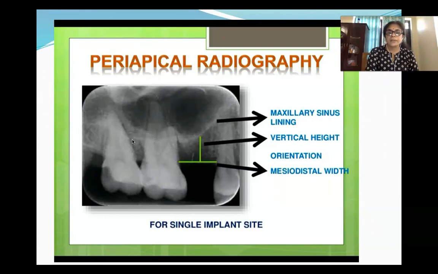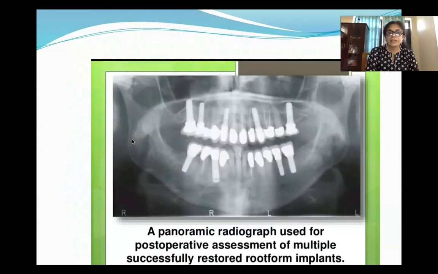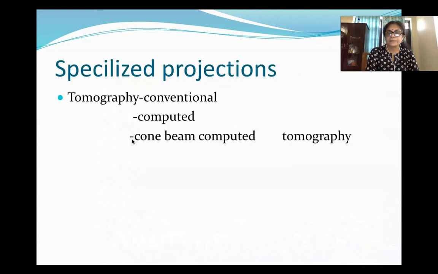Here in the upper maxilla we can see how far the maxillary sinus lining is, what the vertical height should be, how the orientation is, and what the mesiodistal width is. This is before implant placement, so we can make a plan for implant placement. This is a panoramic radiograph used for post-operative assessment of multiple successfully restored root form implants. You can see so many implants are placed, and for that reason an OPG is required.